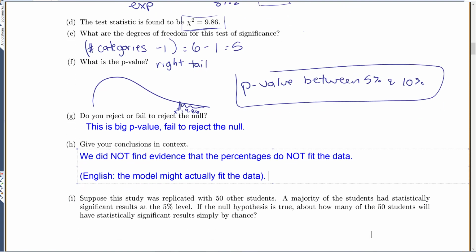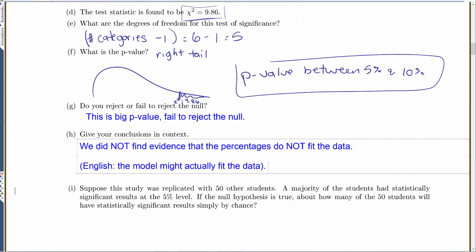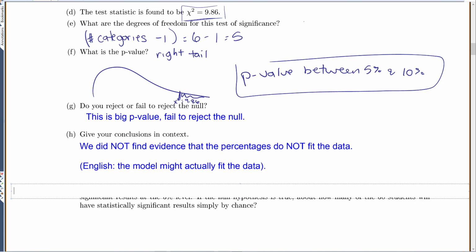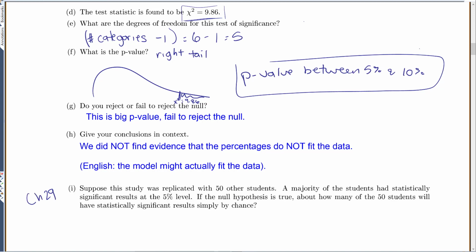Now this last question is from chapter 29. It says, suppose this study was replicated with 50 other students and a majority of the students had statistically significant results at the 5% level. If the null hypothesis is true, about how many of the 50 students would have statistically significant results simply by chance? Okay, so let's do a little bit of background here.